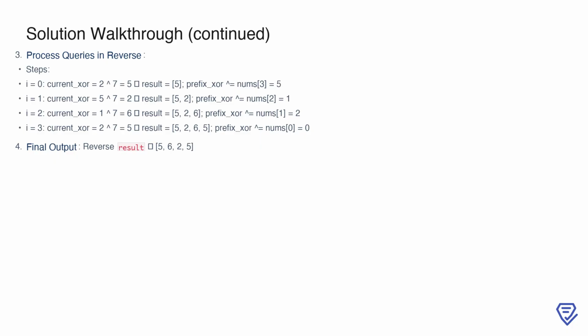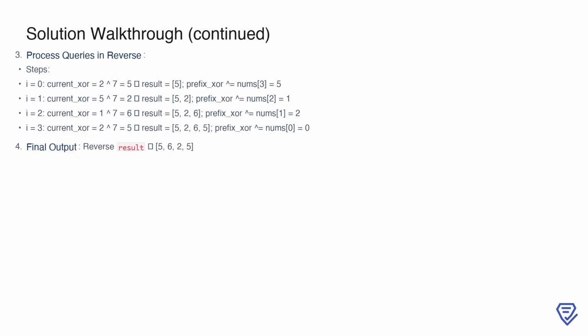For I equal to 0, current_XOR is calculated as 2 XOR 7, giving 5. We append 5 to the result and adjust prefix_XOR by removing the contribution of nums, 3, which gives 5. At I equal to 1, current_XOR is 5 XOR 7, resulting in 2. We append 2 and update prefix_XOR to 1.